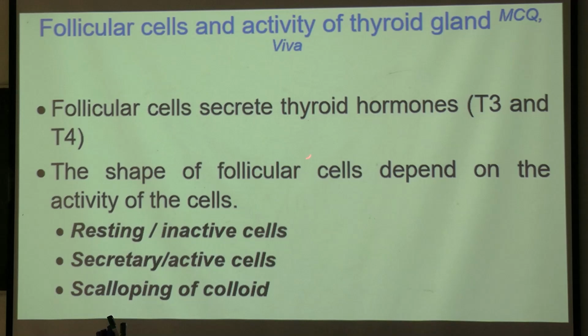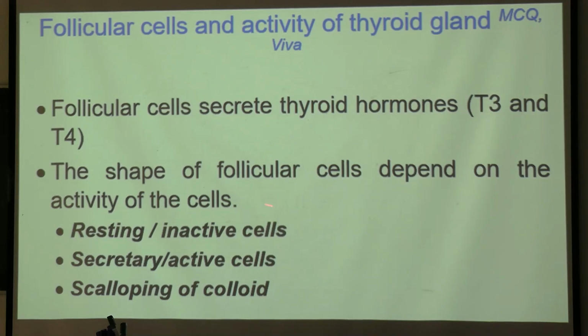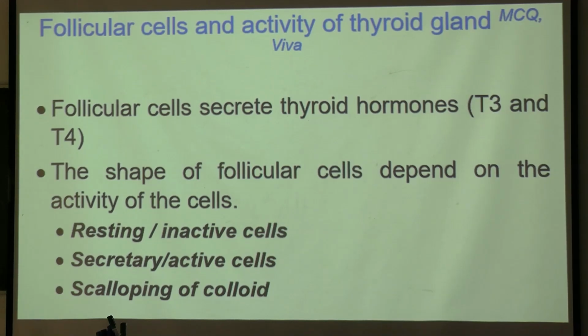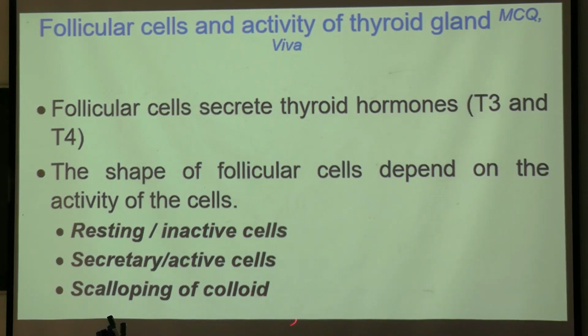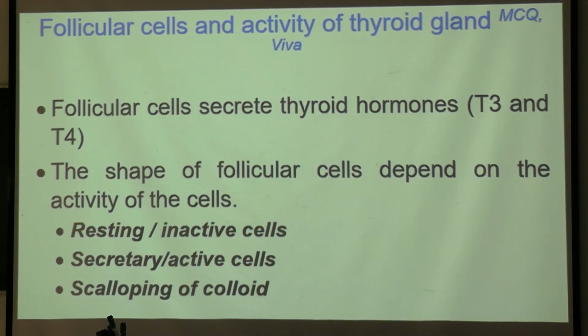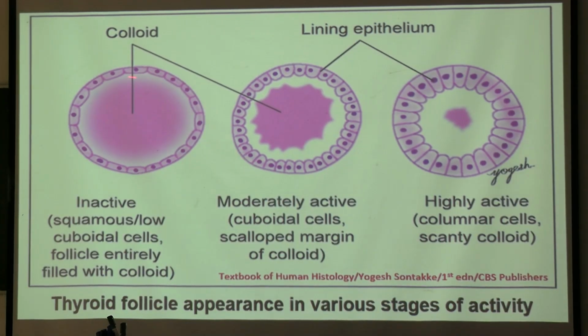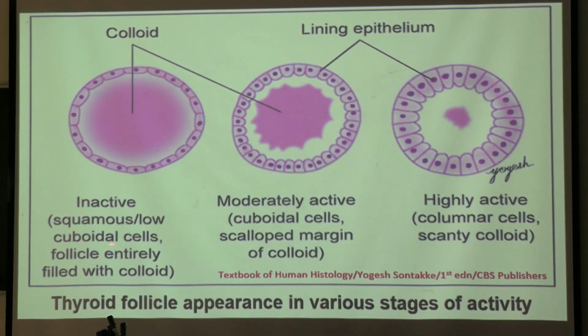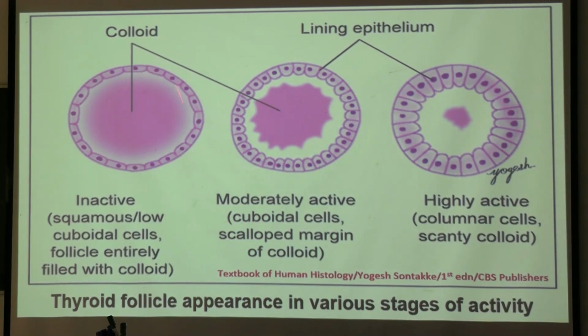So follicular cells secrete thyroid hormones T3 and T4, and the shape of follicular cells depends on the activity of the cells. Resting or inactive cells are squamous type. Okay, secretory or active cells are cuboidal to columnar, and scalloping of colloid you will see in the active state of the gland. Okay, see here, this is an inactive follicle. Its lining epithelium is squamous to low cuboidal and the follicle is entirely filled with colloid.